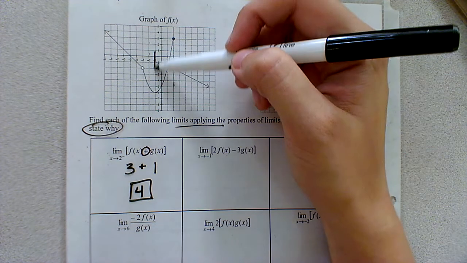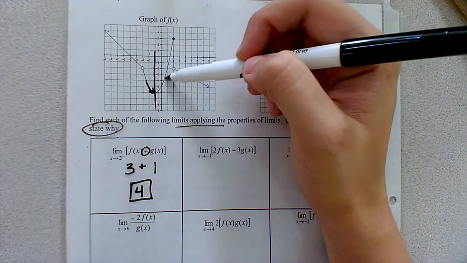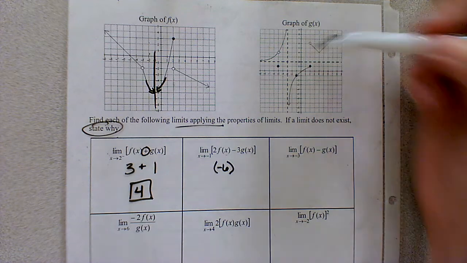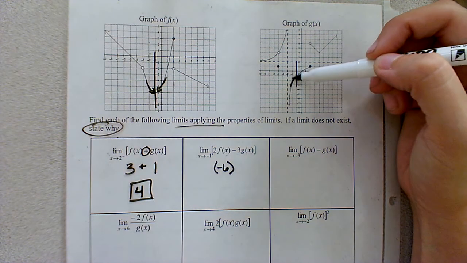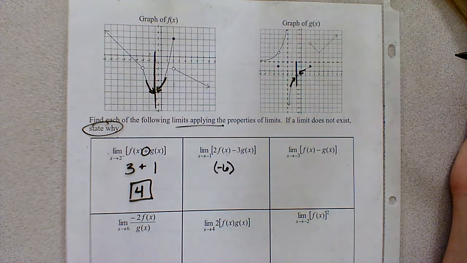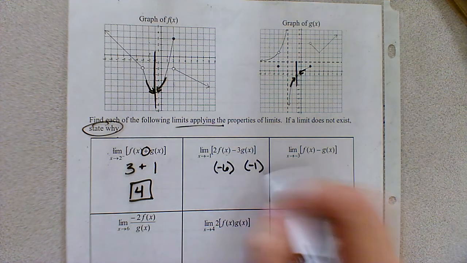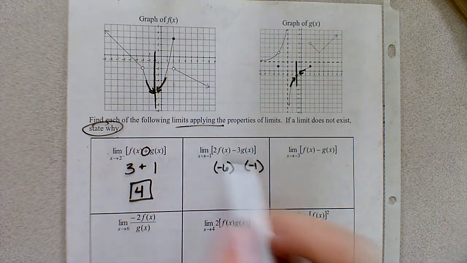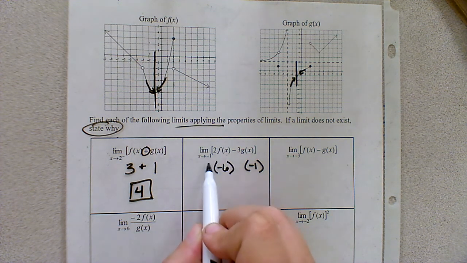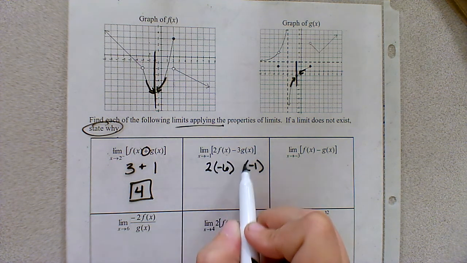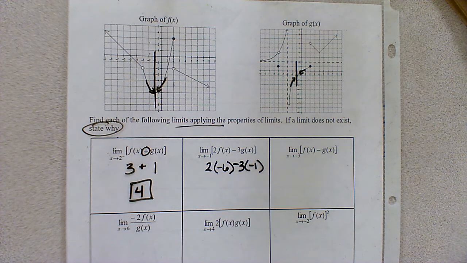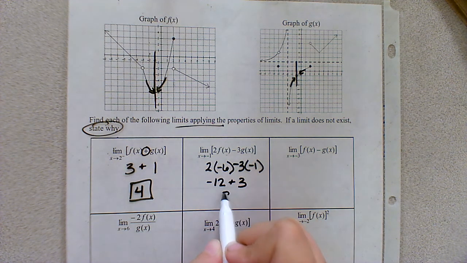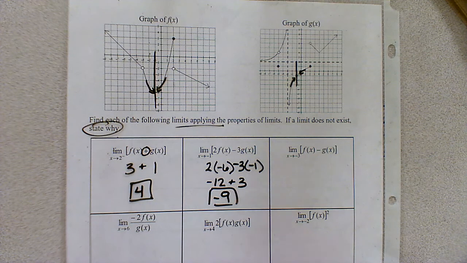Looking at the f of x function, from the left and the right, we approach a height of -6. And for g of x, coming from the left and the right, we approach a height of -1. According to the actual function that we want to evaluate the limit for, we got to multiply the f of x value by 2 and the g of x value by 3, and we'll subtract those. So -12 plus 3 will give us -9.